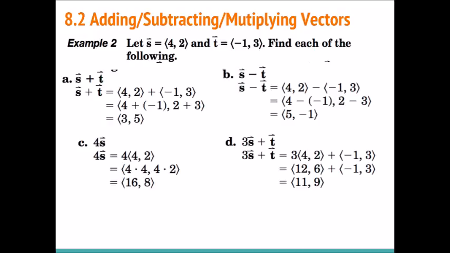And for C, you're just multiplying 4 times the coordinates of s. So that would be 4 times 4, 2 in the parentheses. That would result in an ordered pair of 16, 8. And finally, example D is using multiplication of vectors and addition of vectors. First, you're going to multiply 3 times s, the coordinates of that vector, and then you are going to add the result that you got from multiplying to the other vector, and then finally you get the result of 11, 9.